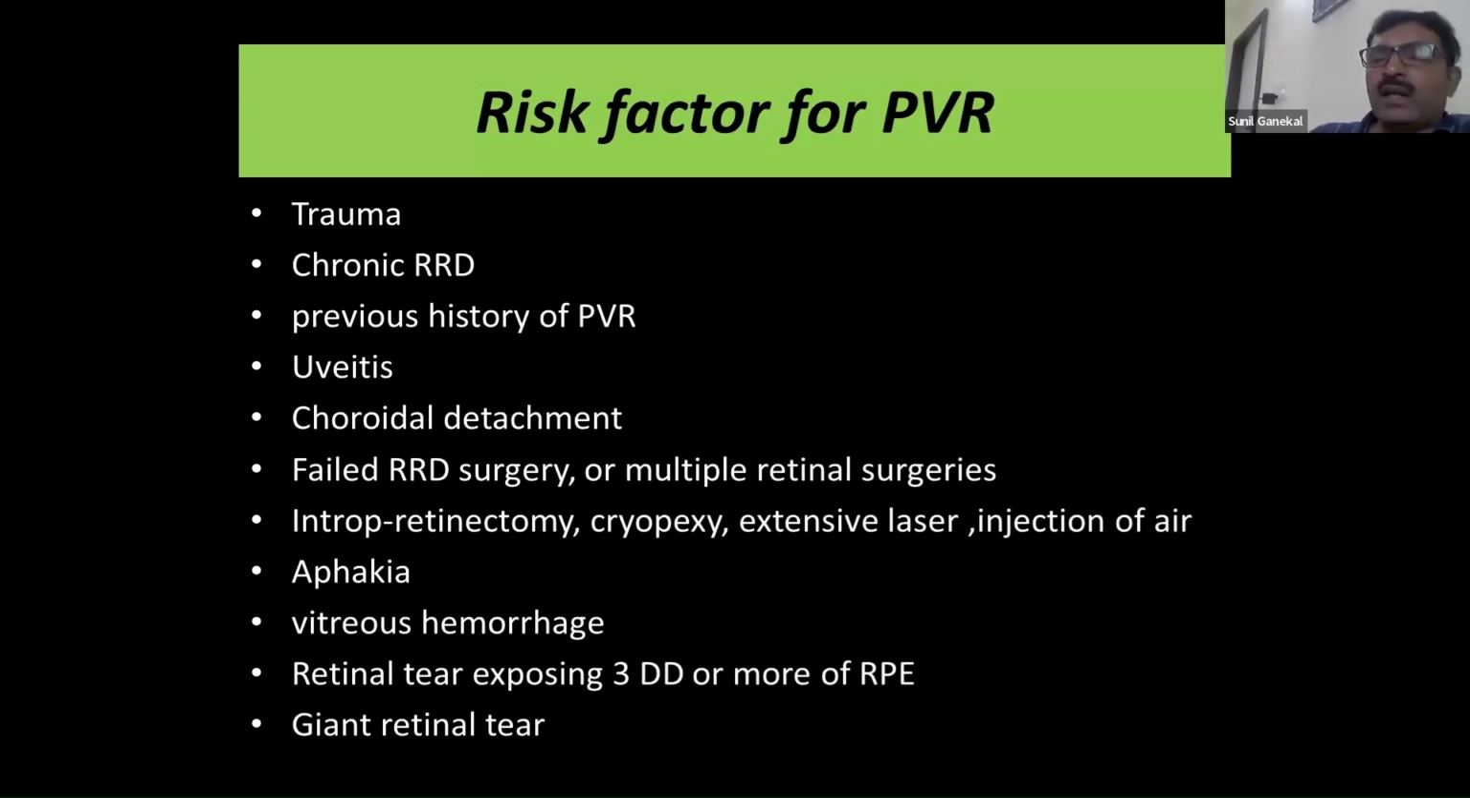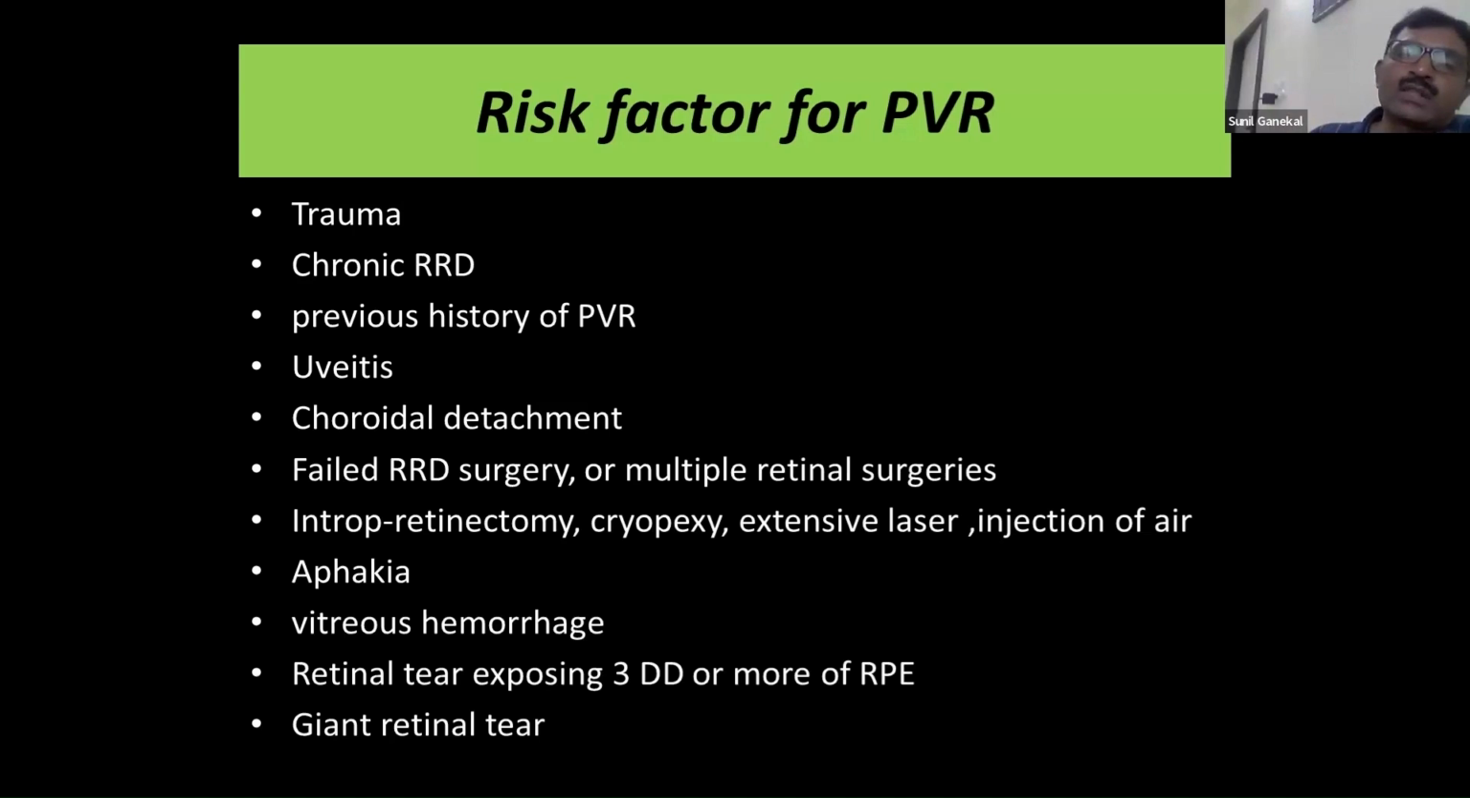Retinal tear: any tear which is more than 3 disc diameters has an increased risk of PVR because of the larger exposure of the retinal pigment epithelium. Typically, you tend to see such tears in a giant retinal tear, where the exposure of the RPE and other things leads to the development of extensive PVR.